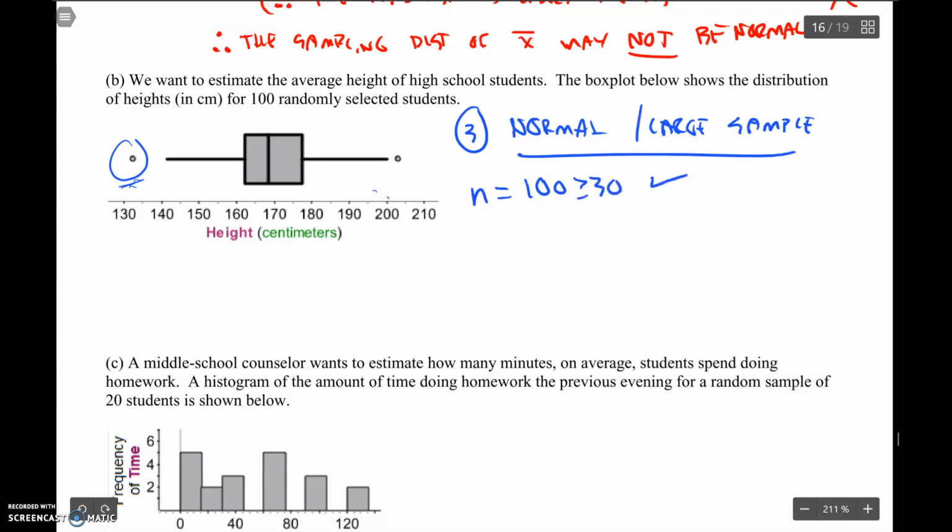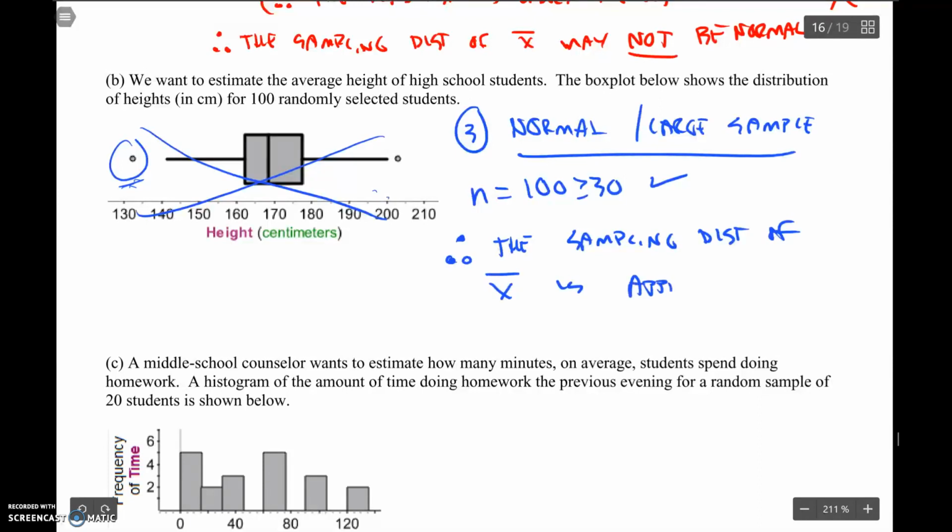Boom. If your sample size is big, we don't even need to look at the graph at all. Doesn't matter if there's outliers or skewness or what it looks like at all. The condition checks. Therefore, the sampling distribution of X bar is approximately normal. And yes, you need all of this.